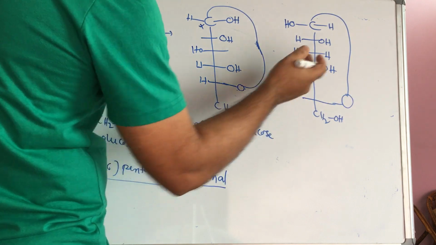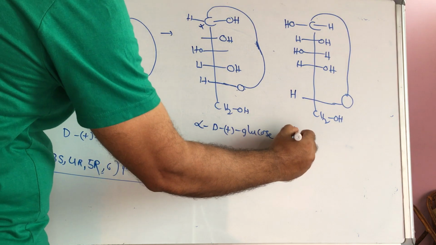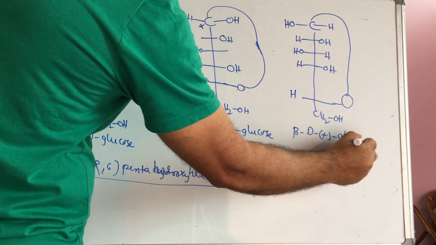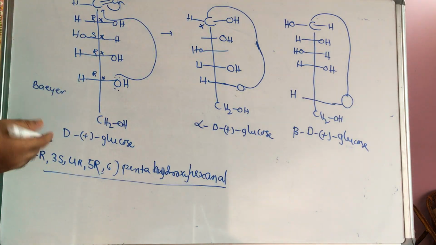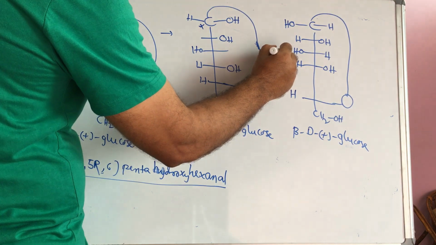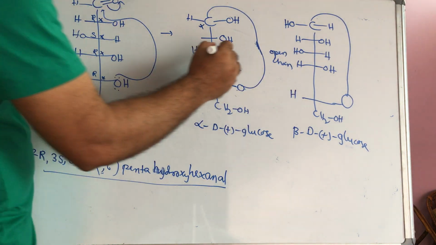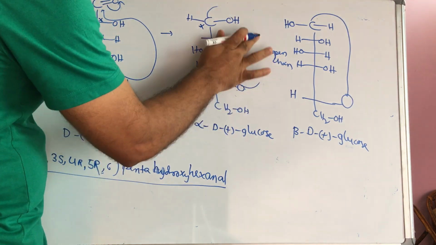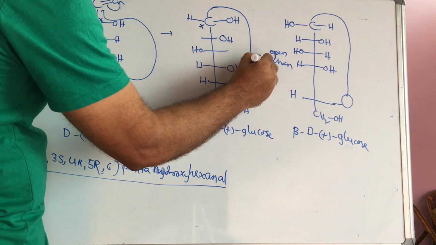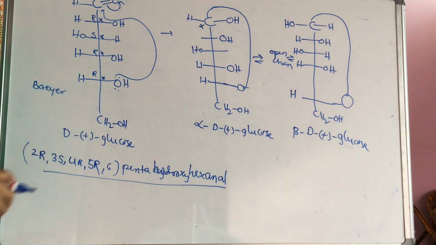This is already there; I wrote it somewhat lengthy, that's why it is like this. And here H. This is beta-D-(+)-glucose. So this is alpha, this is beta. The open chain structure is in between: alpha is converting into the open chain structure, and beta is converting into the open chain structure.